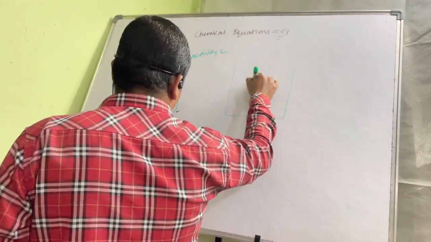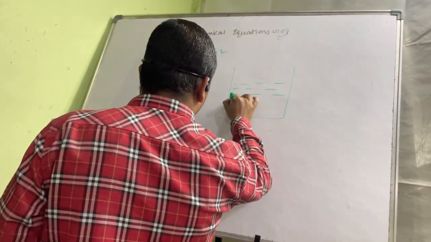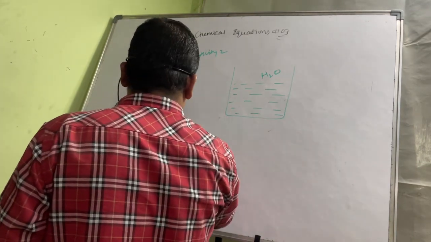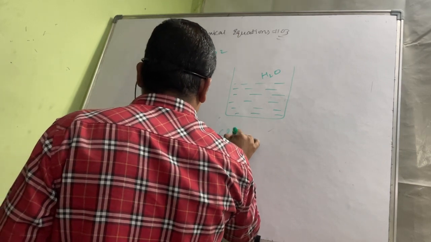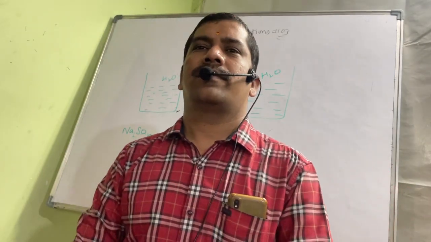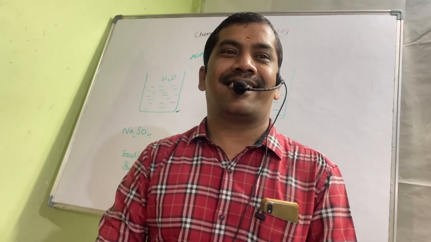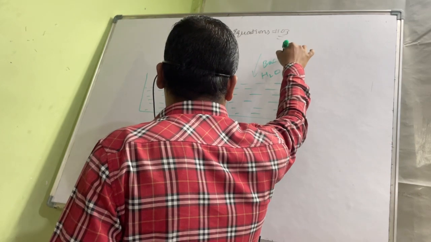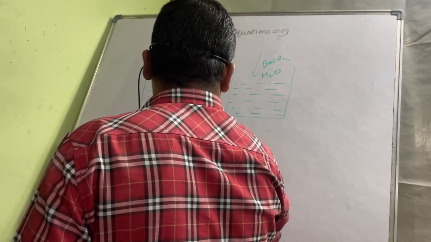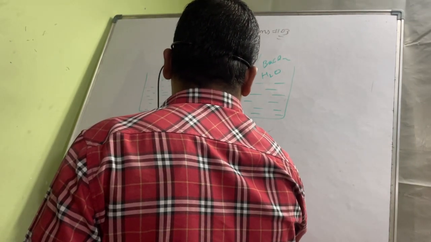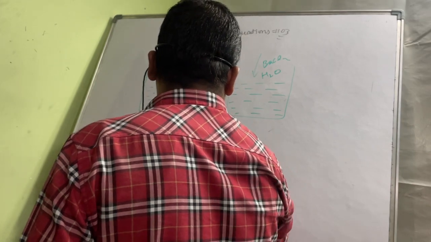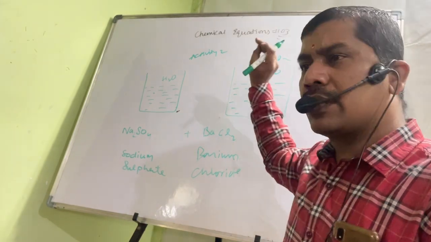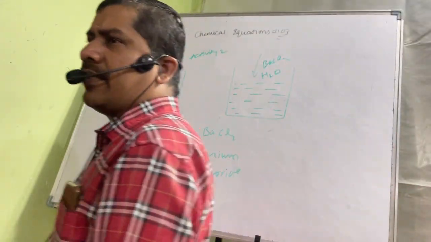In the next beaker, add 100 ml of water and add barium chloride. What is the formula? BaCl2. Very good. So this is barium chloride. When you add barium chloride, mix it again. After mixing, you are going to get barium chloride solution. Is that clear, everyone? Yes.